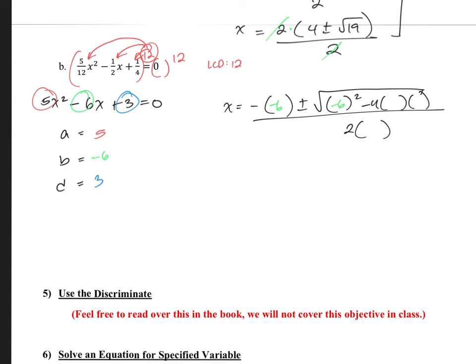I'm going to go ahead and extend that radical bit. So we have 5 times c, all over 2a. Okay, go ahead and try to simplify this by yourself and check back in with me. X equals 6 plus or minus the square root of 36. 4 times 5 is 20. 20 times 3 is 60.